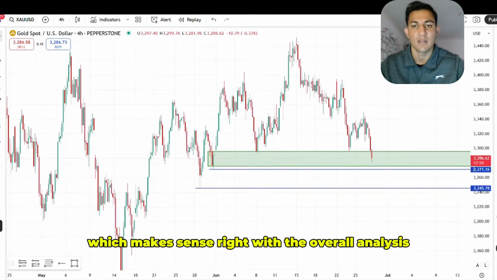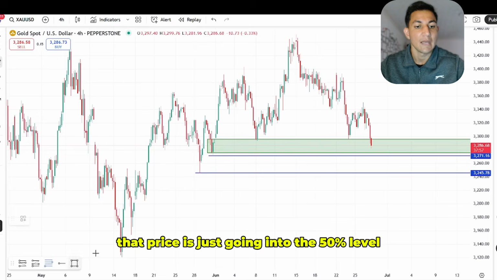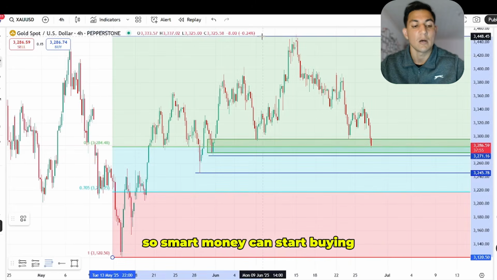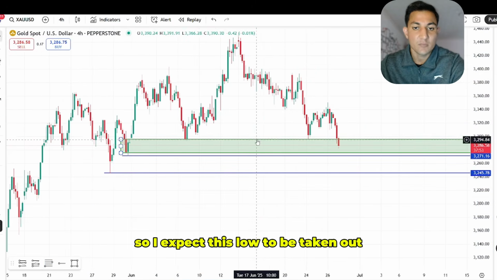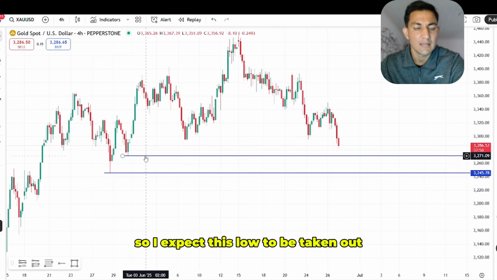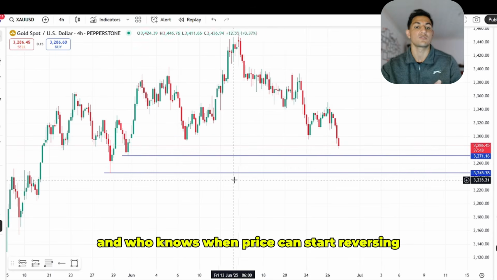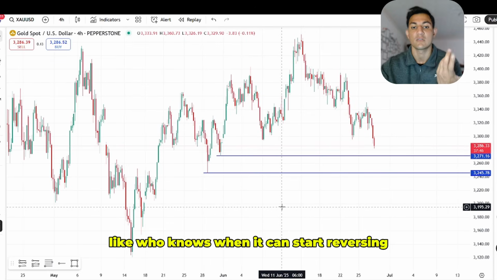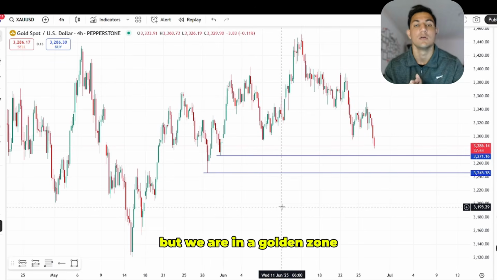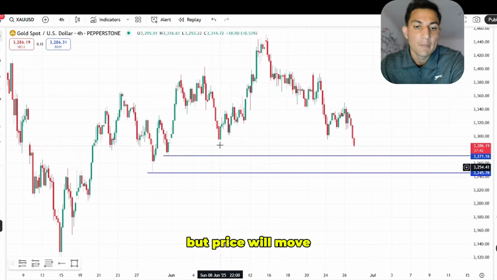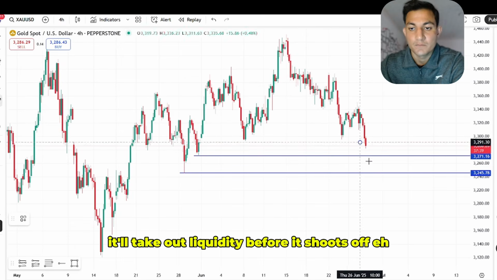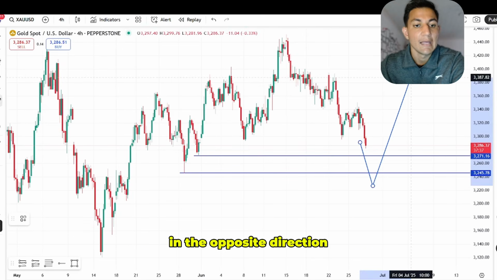With the overall analysis, price is just going into the 50% level, so smart money can start buying. So I expect this low to be taken out. Who knows when price can start reversing? But we are in a golden zone for price to start to reverse. But price will move. It'll take out liquidity before it shoots off in the opposite direction.